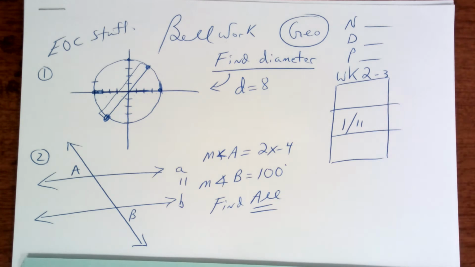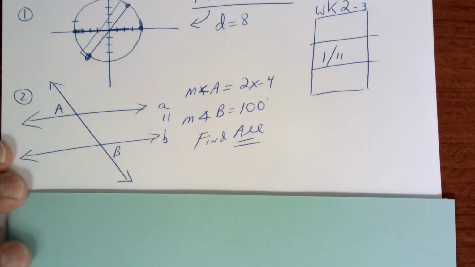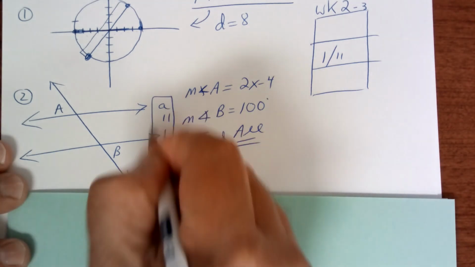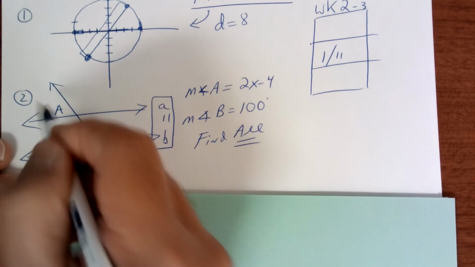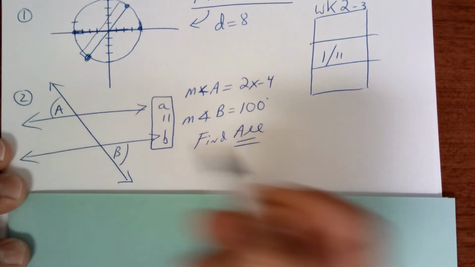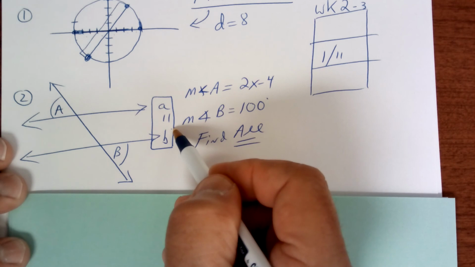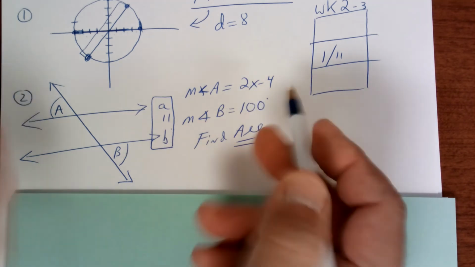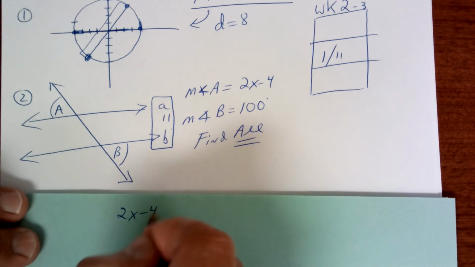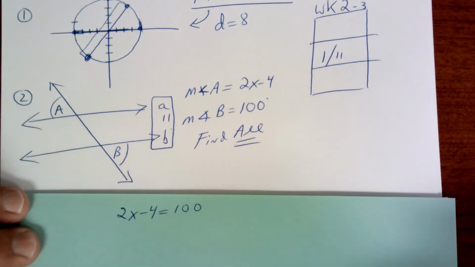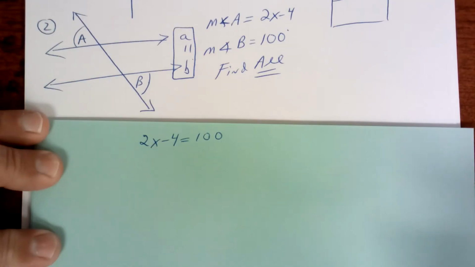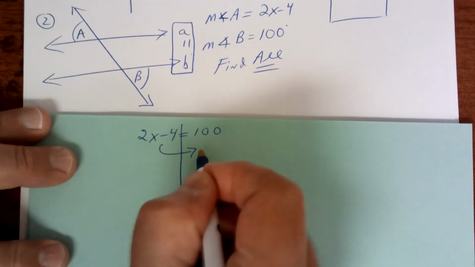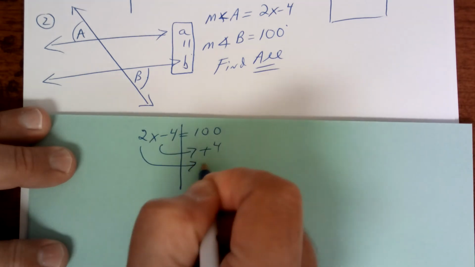On this one right here, it says A is parallel to B, and that's real important. These are called alternating exterior, and if the lines are parallel, which they are, then these are equal. So you're going to take 2x minus 4 and set it equal to 100, and then work it out. So draw a line. You're going to add 4 and then divide by 2. Whatever you get is your answer.